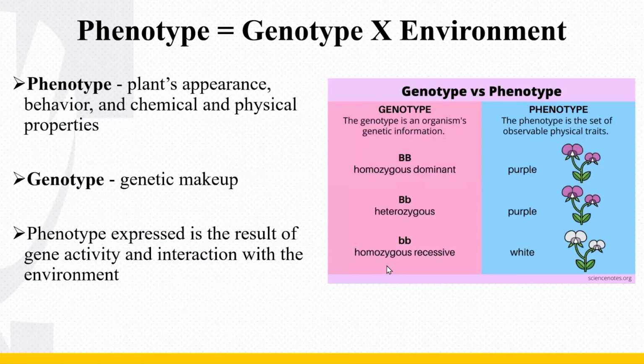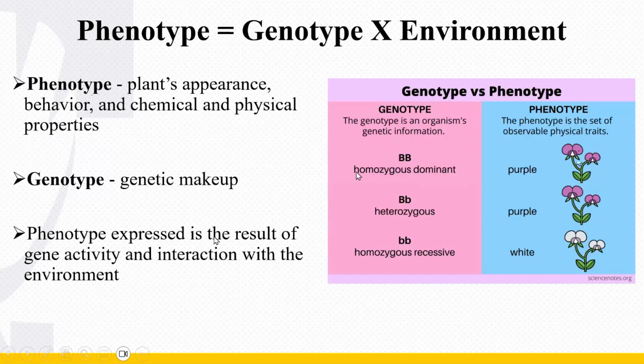So here we are again with phenotype equals genotype by environment. The phenotype is the actual plant's physical appearance, the chemical composition, how it behaves, how it responds to its environment. The genotype is the genetic makeup. So this is what we can see, and this is what we can't see. We have our genotype, which is going to be big A, little a, big B, big B. But what comes out is actually either a purple plant or a white plant.